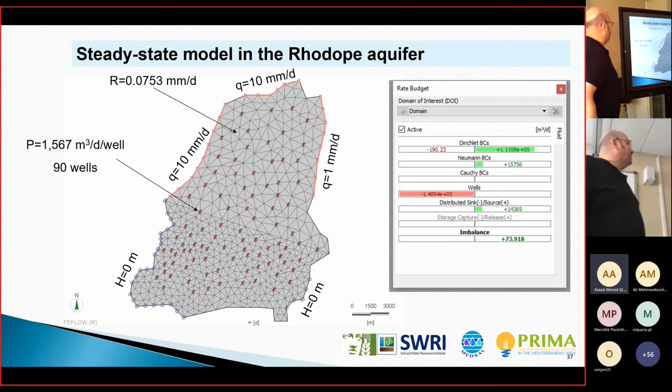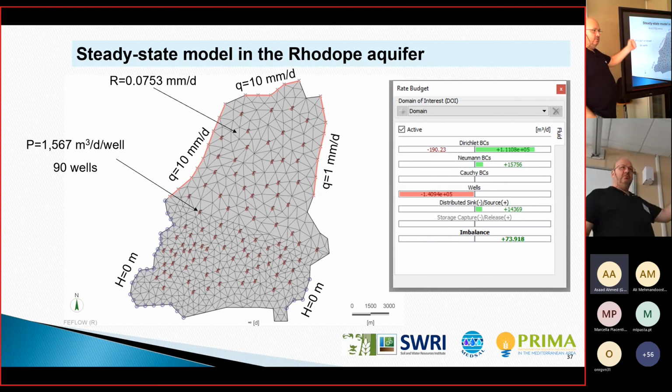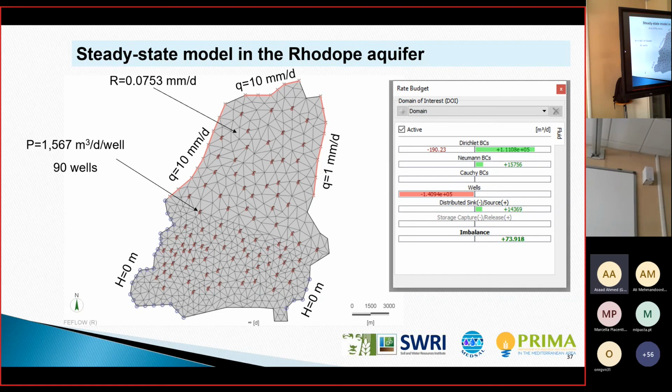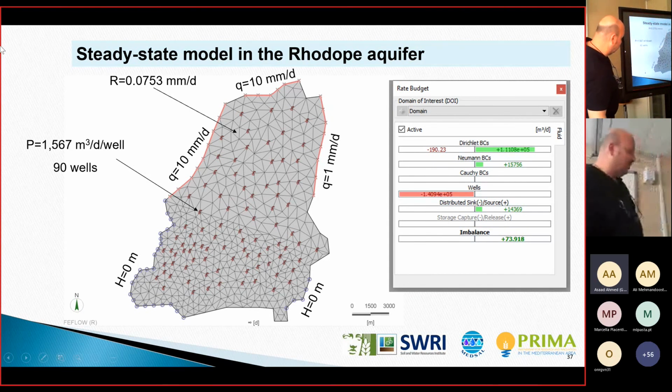This is a steady state model and the boundary condition that we said before. So we run the model with these conditions. And here we can see in this diagram how the water balance of the aquifer is formulated. You can see that we have quite a huge inflow into the aquifer. Note here the Dirichlet boundary condition, which is actually due to this condition that we said before.